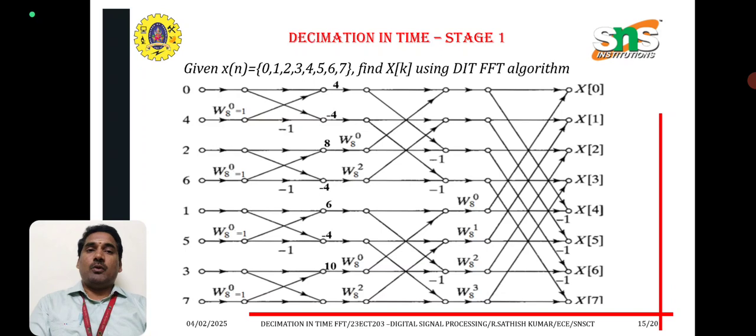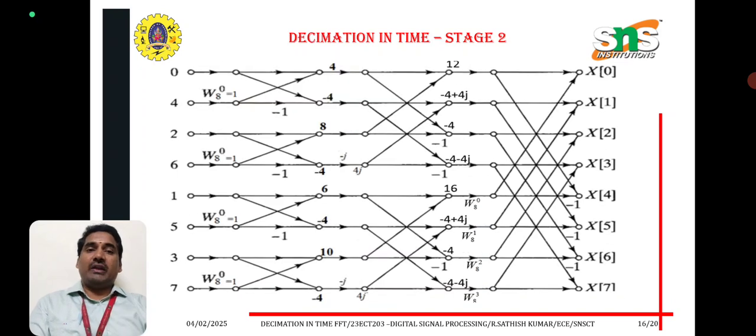Similarly for 8-point, given x of n is equal to 0, 1, 2, 3, 4, 5, 6, 7, you can find the output sequence by using the DIT FFT algorithm. First, the input must be in bit reversal order. Then we calculate the 2-point DFT: 4 plus 0, 4 minus 4, and so on. From the results of these 2-point DFTs, we calculate the 4-point DFT.